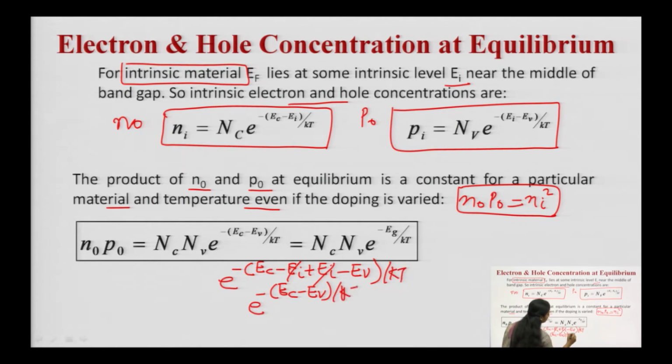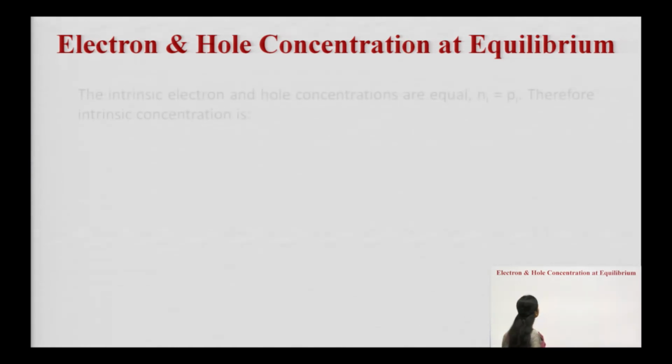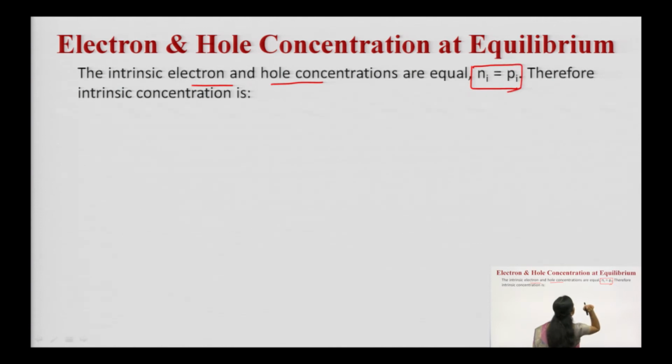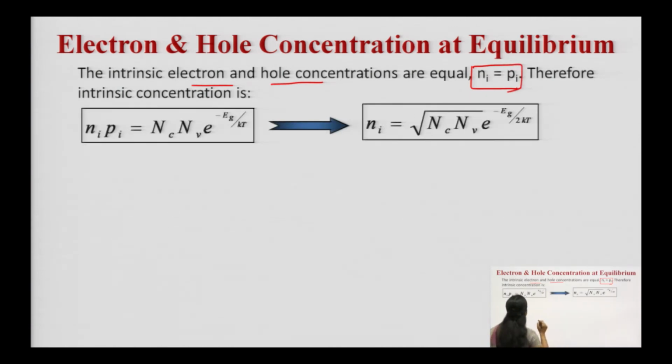So, you have to write kT, and this term Ec minus Ev is nothing but Eg, which is the band gap difference. So, this is how you can write it as Nc Nv e raised to the power minus Eg upon kT. You can write it into this particular form as well. Now, intrinsic electron and hole concentrations are equal. It means if Ni is equal to Pi, what is the carrier concentration?